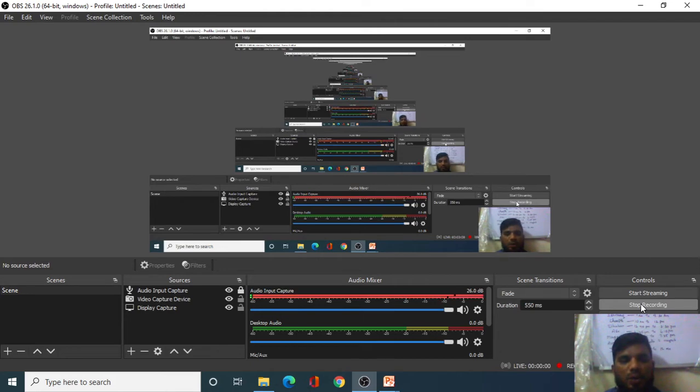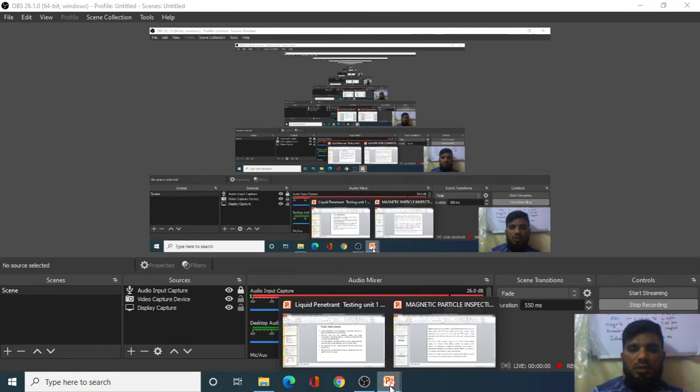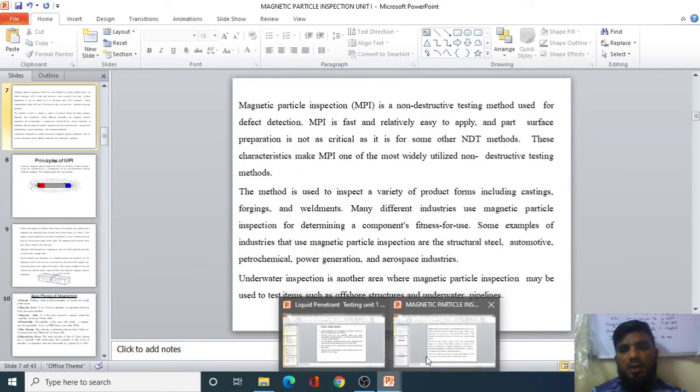In this lecture we are going to see what the false indications are in the liquid penetration technique, as well as we will see the introduction part of the magnetic particle inspection technique. So let us first see what the false indications, or false things, are which we generally observe in the liquid penetration technique.